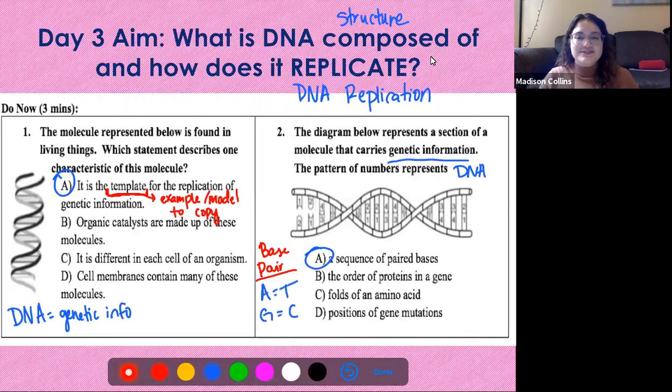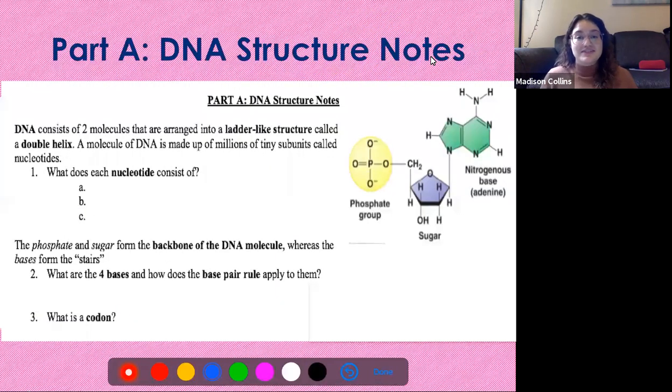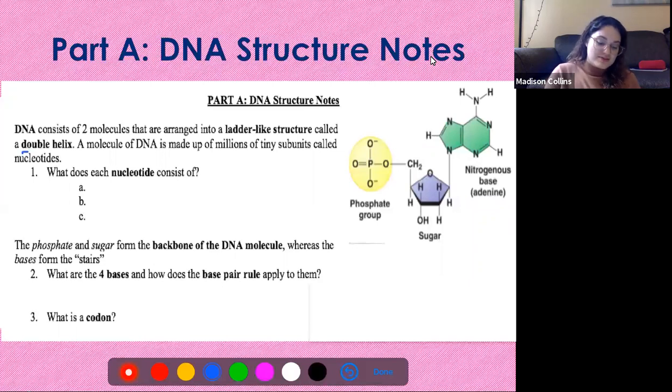The first thing we're going to do today is talk about the structure of DNA. So DNA consists of 2 molecules that are arranged into a ladder-like structure called a double helix. Remember, that's what we saw yesterday, where DNA almost looks like a ladder that's been spread out and then twisted, or kind of wrung like a towel. And so that turns it into that spiral or double helix shape.